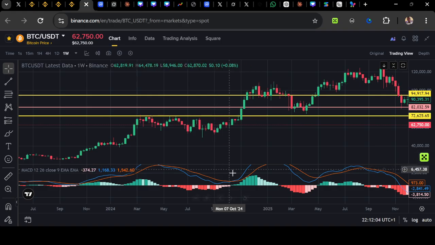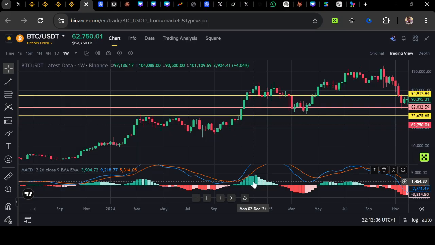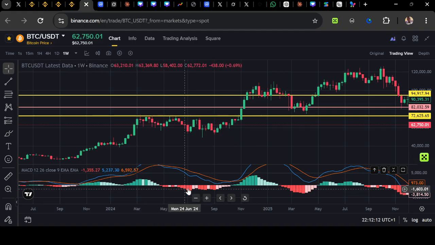Now let's talk about the histogram. The histogram tells you the increase in momentum. When you look at this here, you see that there are some periods where we have red and some periods where we have green. Green tells you that the buyers are coming in, red tells you that the sellers are coming in, but the histogram is not a powerful confirmation.